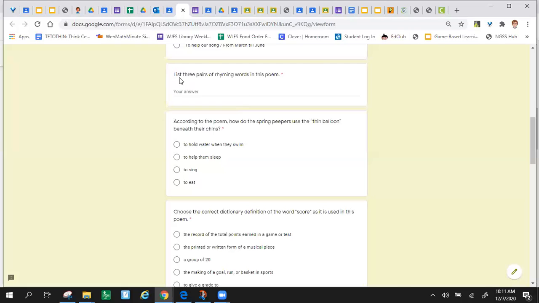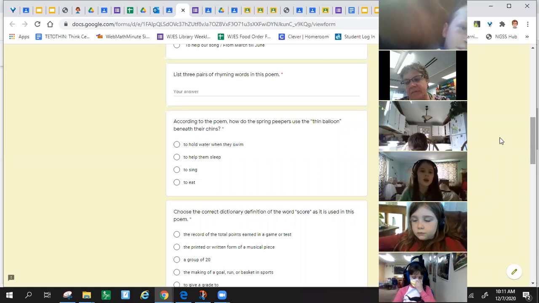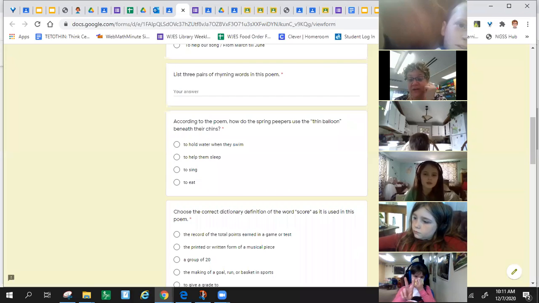Then it asks you to list 3 pair of rhyming words. We talked about rhyming words in the other poems. So it says 3 pairs. Who can tell me what a pair is? What does it mean when it says a pair? Who can tell me? Miss Astria, what does a pair mean? They rhyme together. So they rhyme, but how many words is that if we say a pair? 3. Oh, well, actually 2.